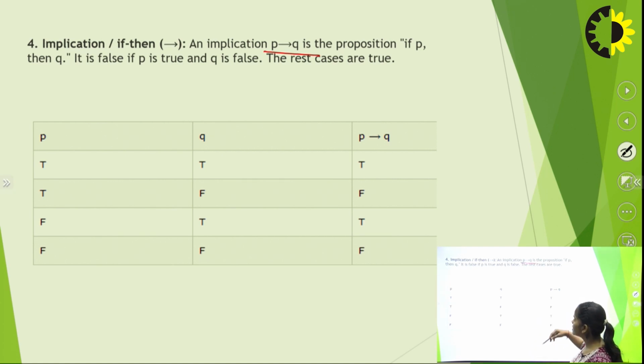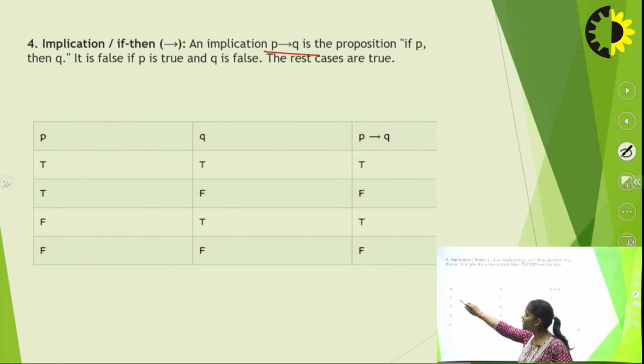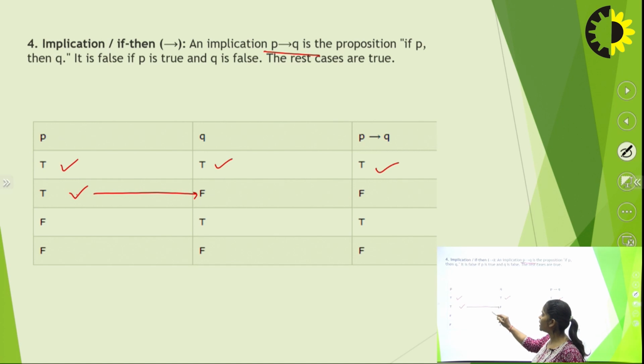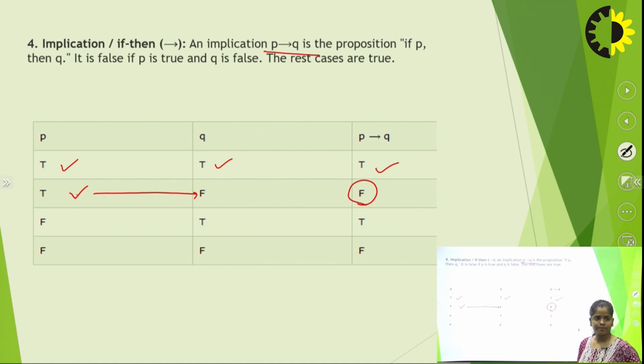So let's understand this by the table. If P is true, how many conditions are true in P? There are two conditions in which P is true. According to this, if P is true, then Q should be true. Q is true in the first case, so the output will be true. But in the second case, as you see here, P is true but Q is not true, so the result will be false here.